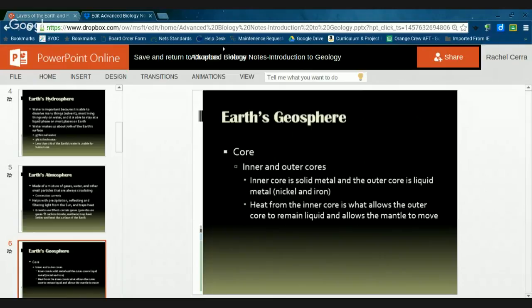Now the other thing is that the heat from that inner core is going to contribute, it's going to be cooler, but it's going to allow the outer core to stay liquid and not be solid. And the fact that it's more liquid-like also helps the mantle to move, which will be important for your plate tectonics.